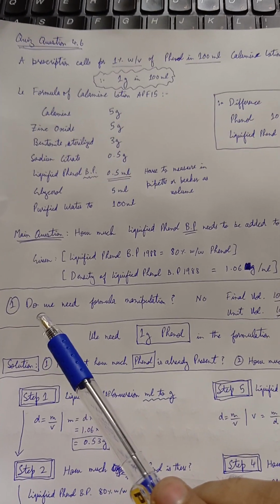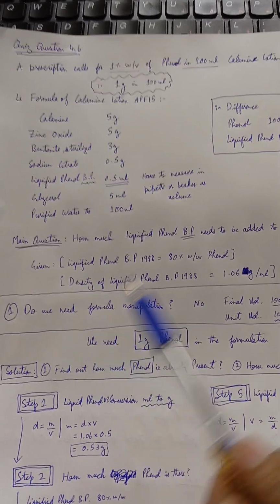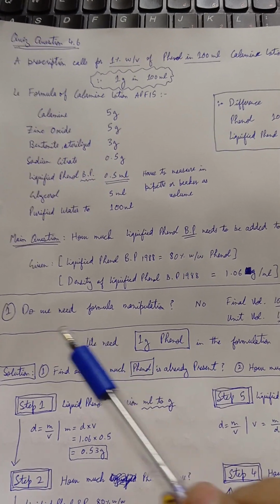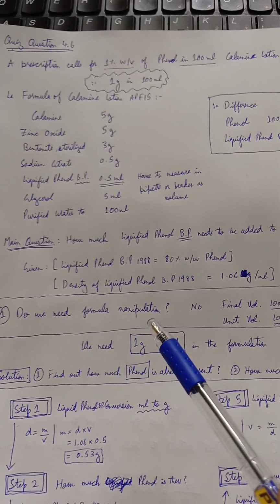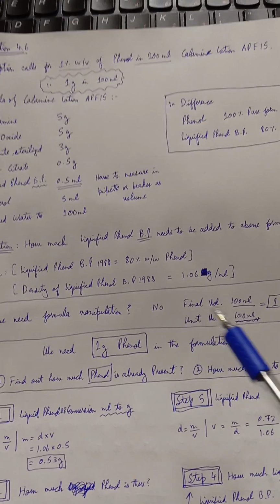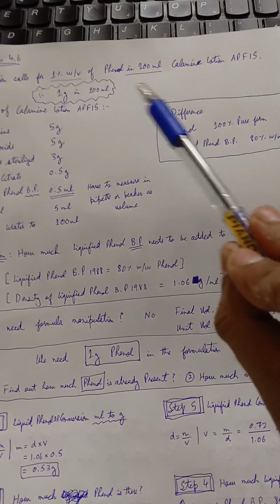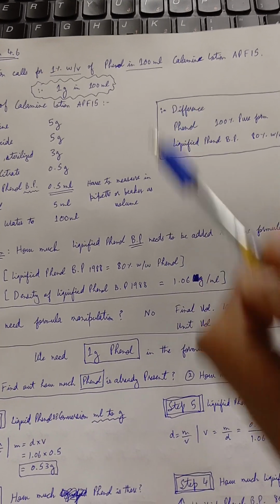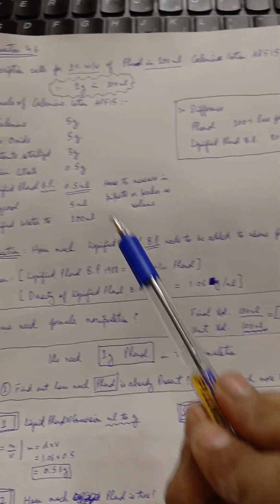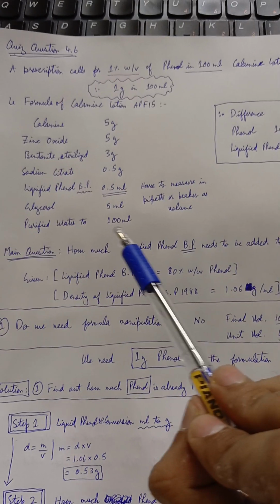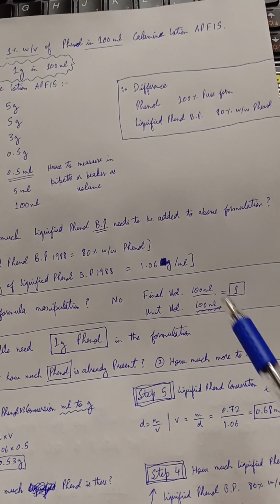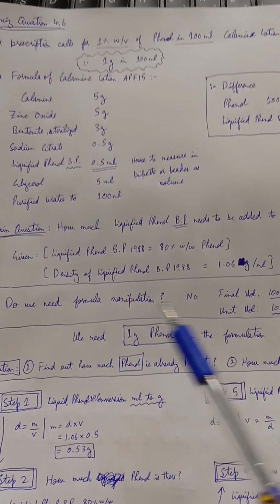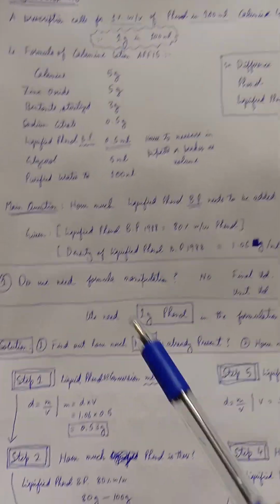First of all, because this question is in the chapter where we usually do formula manipulations, let's see, do we need any formula manipulations? The answer is no. Why? The final volume is 100. 1% phenol in 100 ml calamine lotion is required. Final volume is 100, and this unit volume is also 100. So the answer is 1. That means no formula manipulation or multiplication factor is required here.